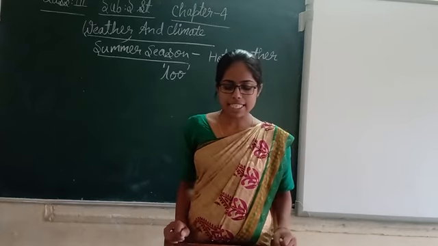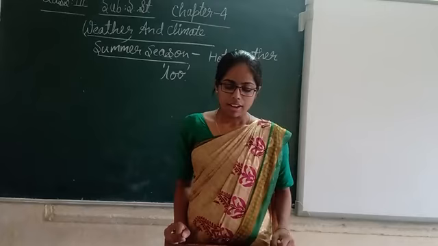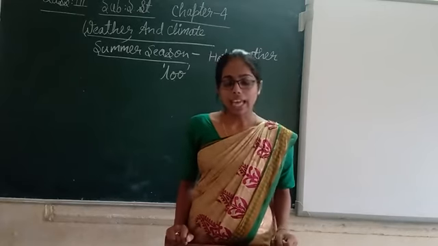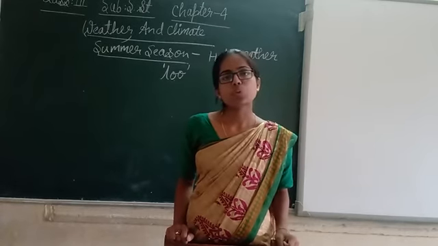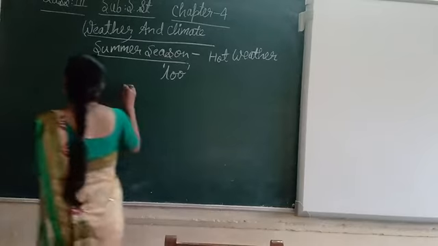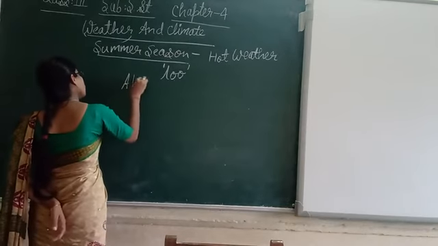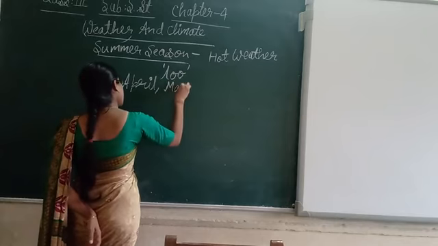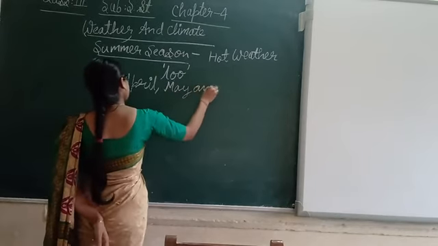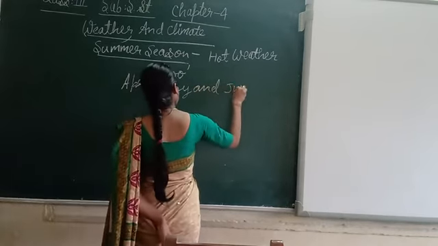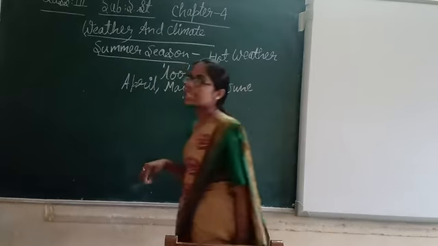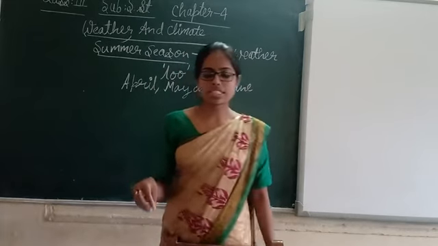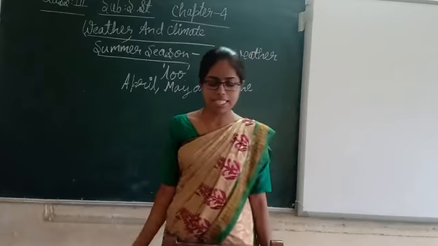In most of the places in India, the summer months are April, May and June. Mainly the summer months in India are April, May and June. This is the characteristic feature of the summer season.